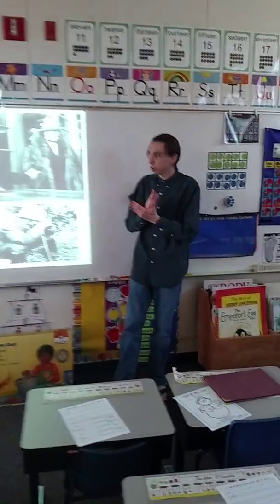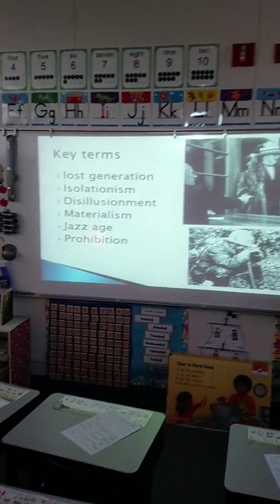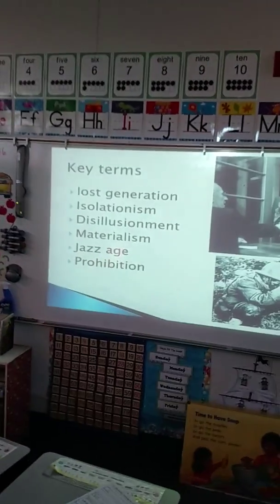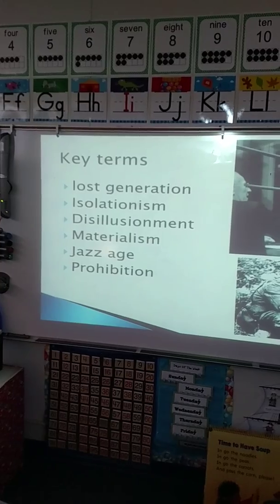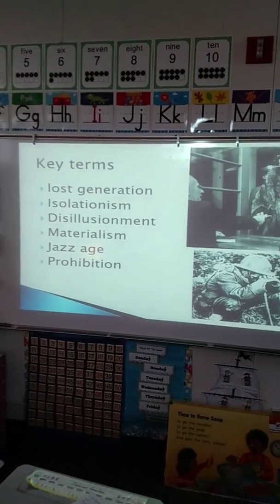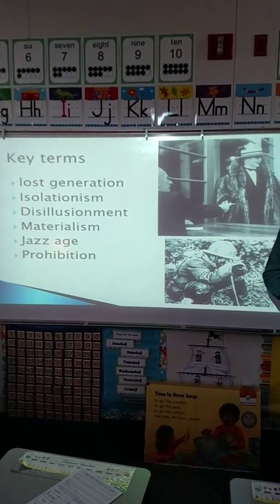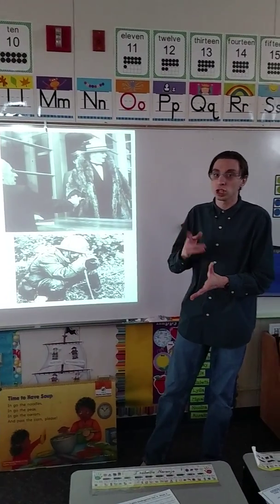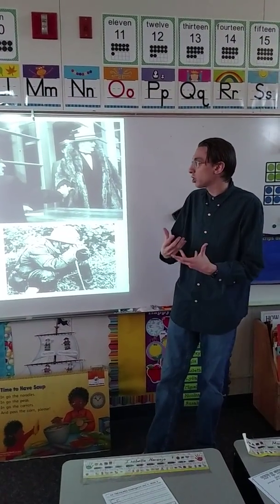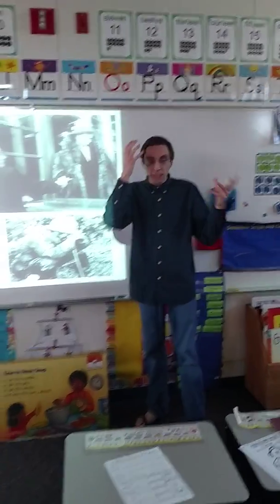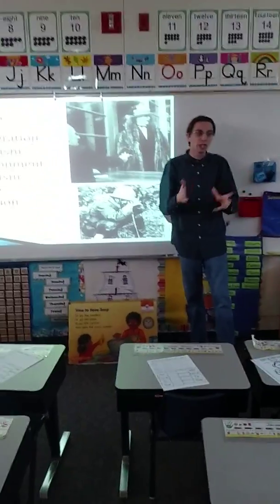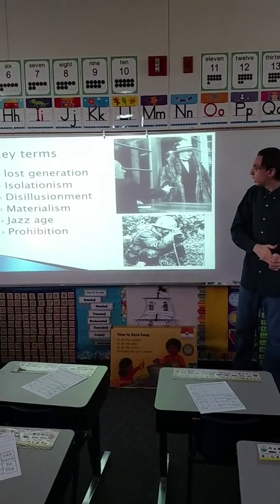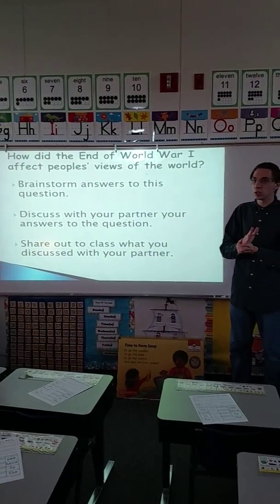There are some key terms, though, as we go further that we're going to be encountering. Some of these we've already talked about. Some of these are going to be new terms, such as lost generation, isolationism, which is something we've already heard before, disillusionment, materialism, the jazz age, prohibition. So those are terms I want you to be thinking about as we go further beyond this lesson.